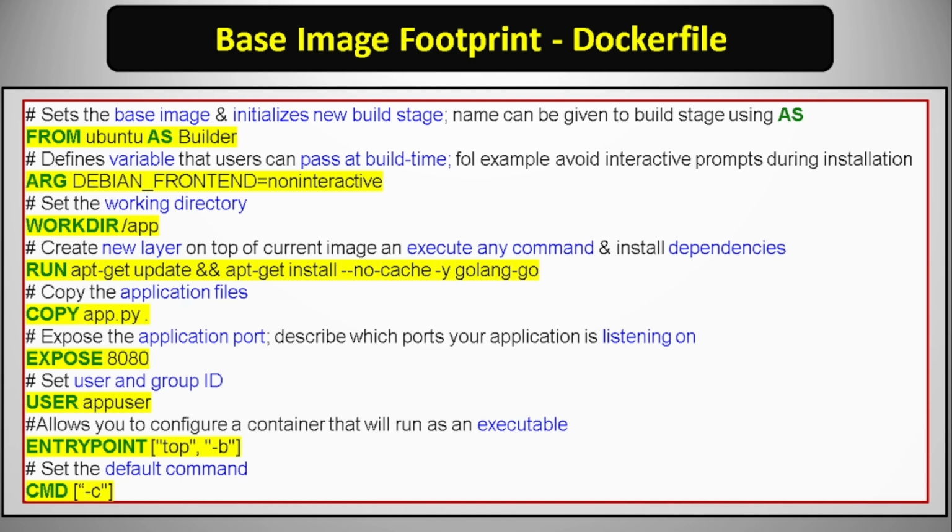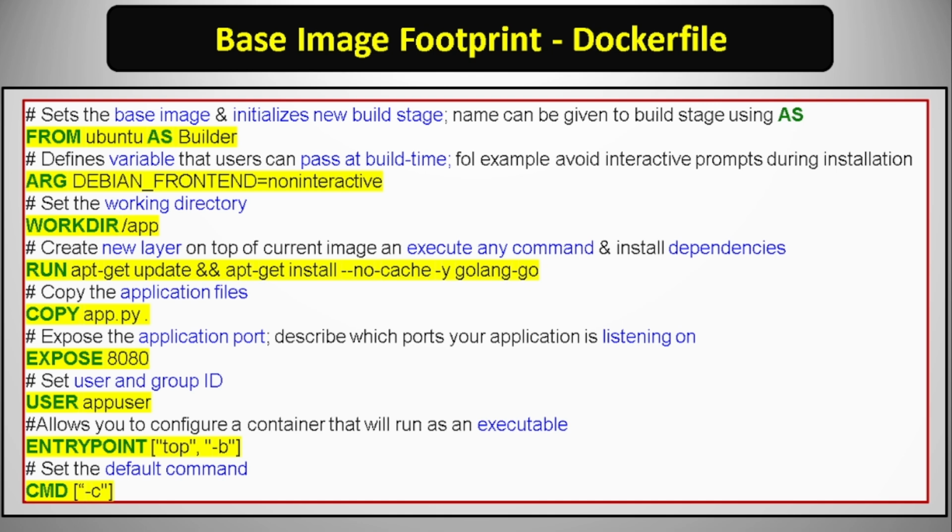The first one is FROM. The FROM instruction sets the base image and initializes a new build stage. A name can be given to the build stage using AS. The ARG instruction defines variables that users can pass at build time. In the example, the ARG instruction is used to avoid interactive prompts during installation. The WORKDIR sets the working directory. The RUN instruction creates a new layer on top of the current image and executes any command and installs dependencies.